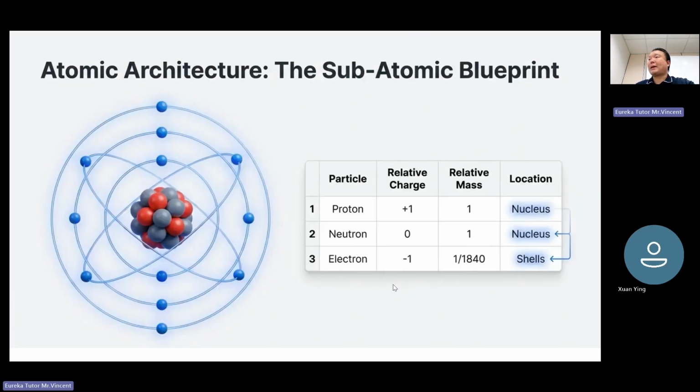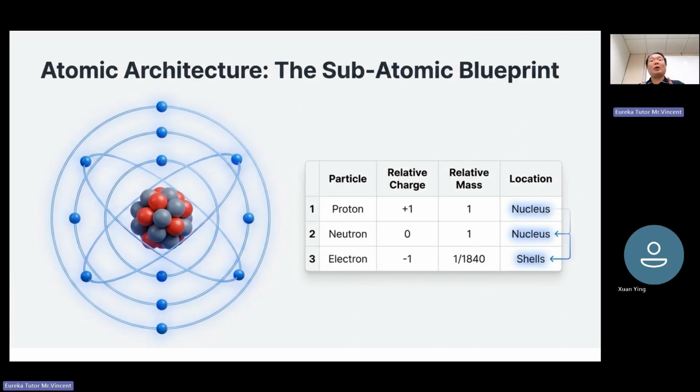Okay, next part, subatomic structure. We have the proton, the neutron, and the electron. Relative charge: proton is +1, neutron is 0, electron is -1. You can see the proton and neutron are at the center point. Relative mass is a ratio number. Proton is 1 unit, neutron is 1 unit.